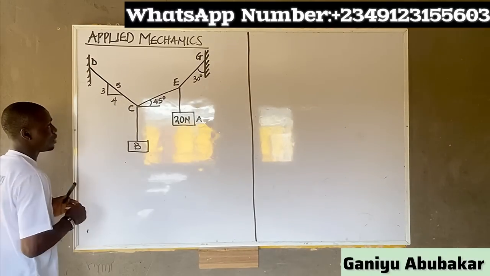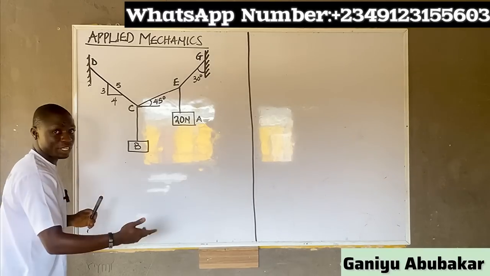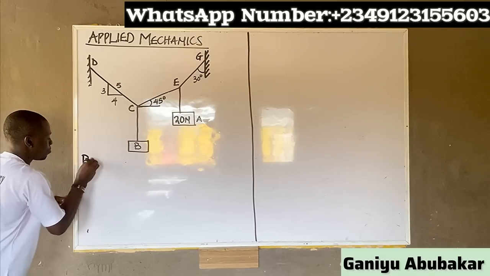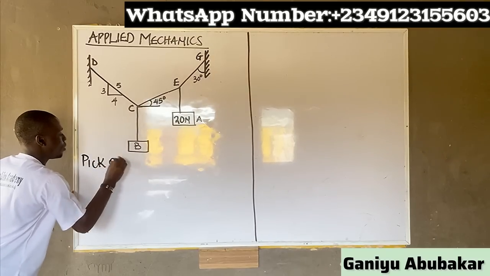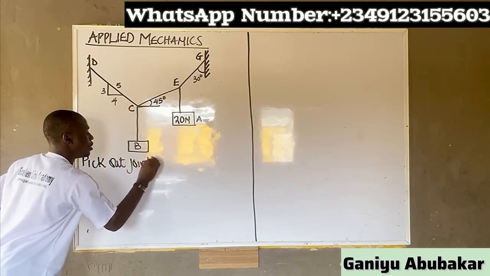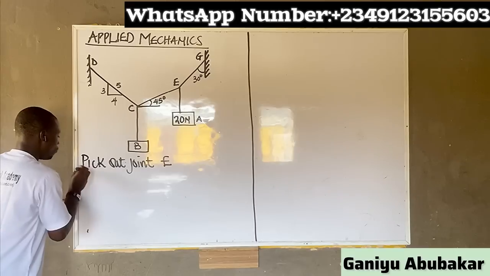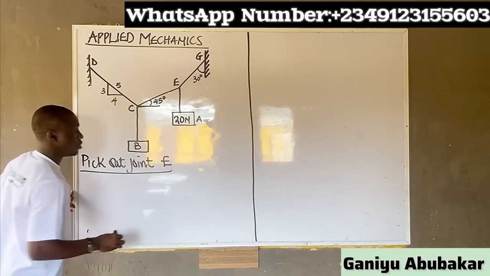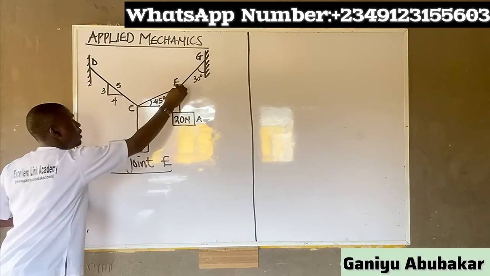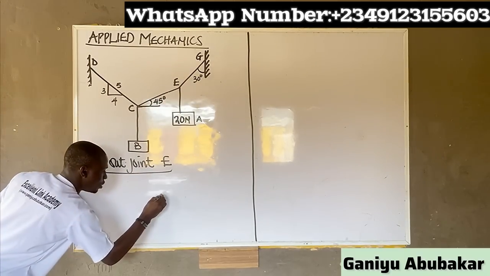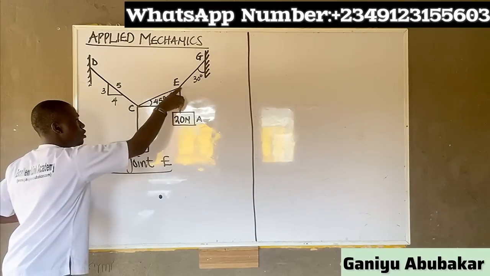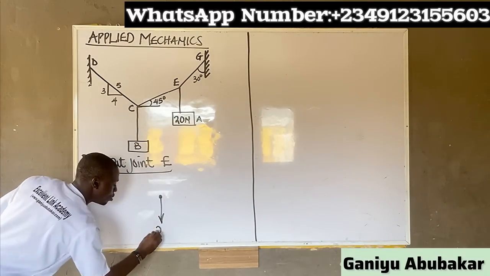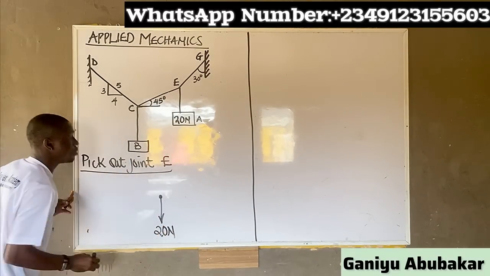So I'll pick out joint E and draw the free body diagram of joint E. For this joint E, what am I seeing? I'm going to draw out the free body diagram of joint E. So for joint E, this dot here is coming down, so I'm going downward. Of course, 20 Newton.